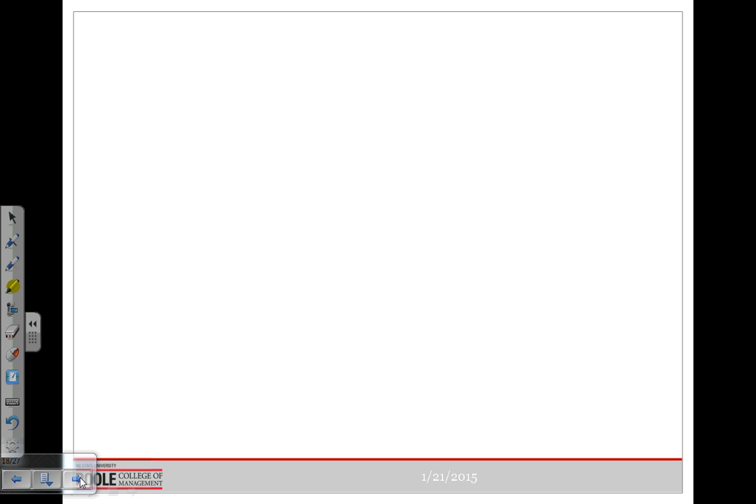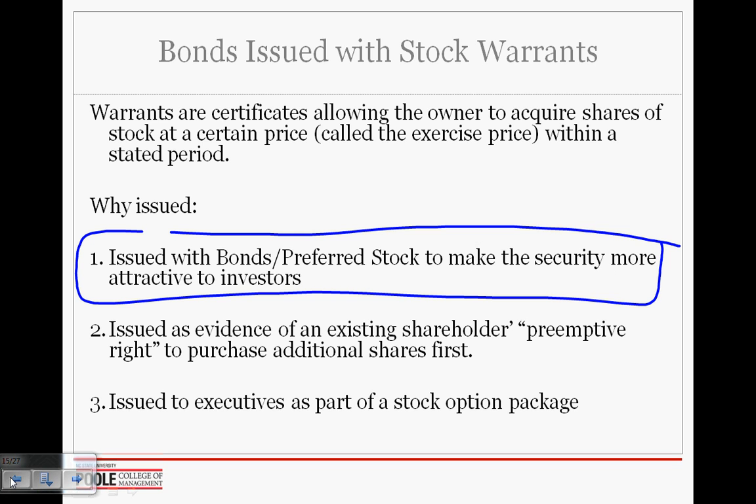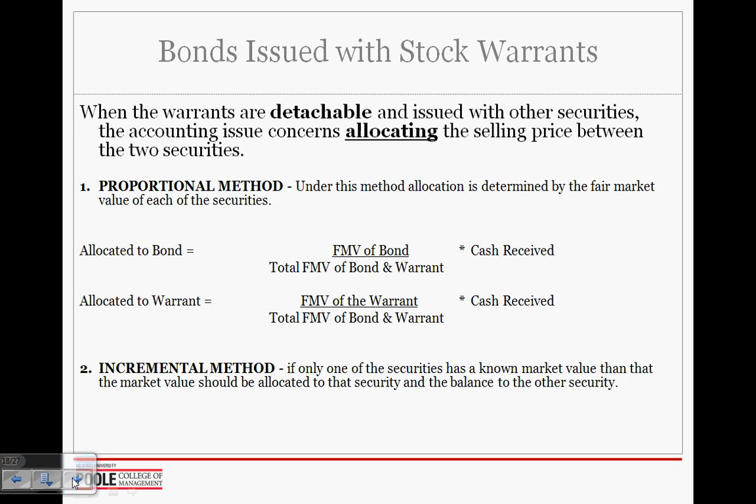So remember, when we talked about issuing bonds with stock warrants, there were 2 ways of accounting for the stock warrants. As long as they're detachable, we have to allocate them in one of 2 ways, either the proportional method or the incremental method. Let me go back to that slide.